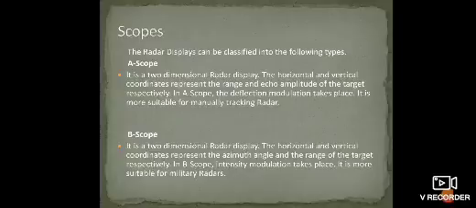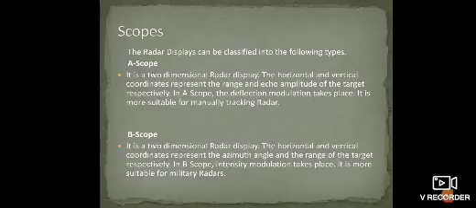Under the A scope, it is a two-dimensional radar display. In this, the horizontal and vertical coordinates represent the range and echo amplitude of the target. So each scope has its specialty. The A scope depends on the range and, at the same time, the amplitude of the target. The type of modulation is deflection modulation. It is mainly used for manually tracking radar.